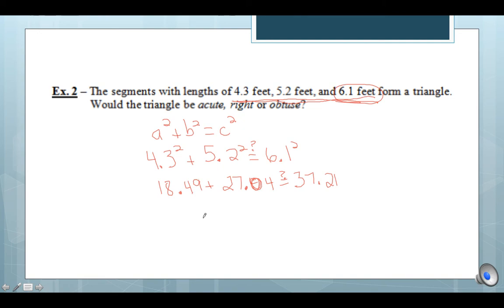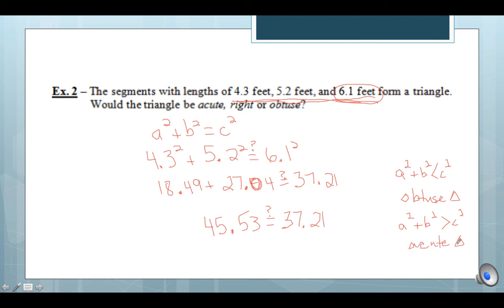Well, when you simplify the left side, we end up with 45.53, and we want to know if 45.53 is the same as 37.21. Well, clearly those are not equal, so they are not going to be forming a right triangle. But what we want to go back to is what we have when it's not a right triangle. Well, is a squared plus b squared less than c squared, or is a squared plus b squared greater than c squared? If you go back to the very first part of our notes, we talked about this situation and this situation. Now, when it was less than c squared, we said that that would form an obtuse triangle. And when it's greater than c squared, that forms an acute triangle.